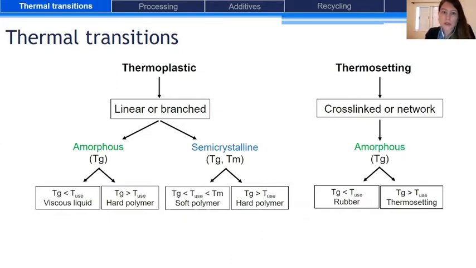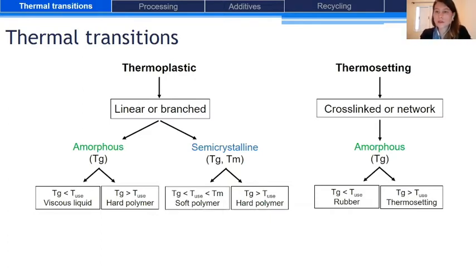In the case of a semi-crystalline thermoplastic, in the same way, below its TG, we will have a hard and brittle polymer, rigid polymer, and between its TG and its TM, we will have a soft and more flexible polymer. Of course, if we use this polymer above its melting temperature, we will have a melted polymer. And so in the case of semi-crystalline polymer, for their processing, we will process it above its melting temperature.